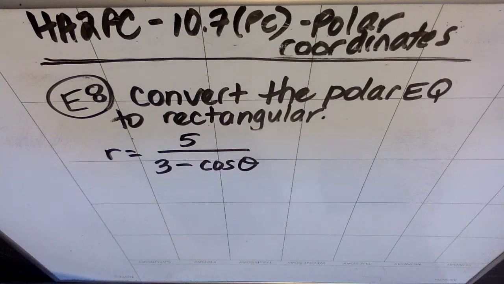This is Honors Algebra 2 Pre-Calculus. We're doing 10.7 in Pre-Calc, which is polar coordinates. In example 8, we're going to convert the polar equation to rectangular. We're only doing one in this example, so it's a little bit trickier, but let's walk through it.